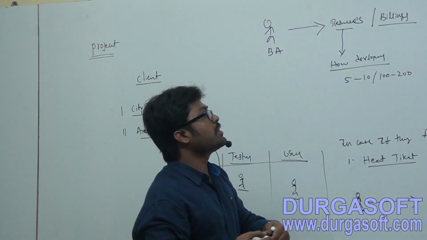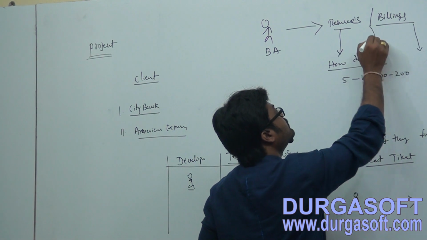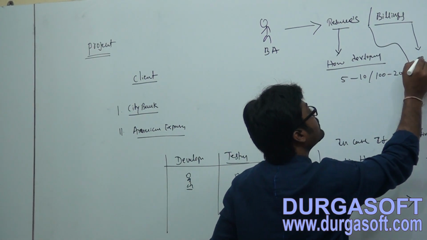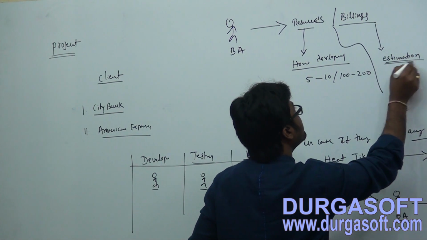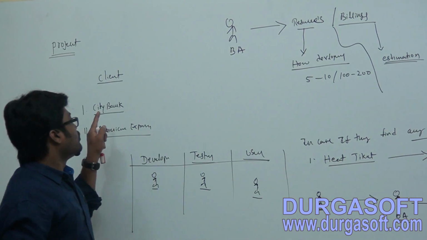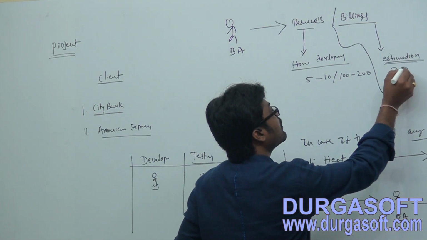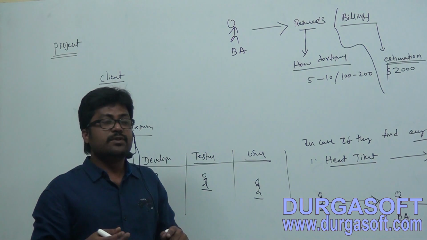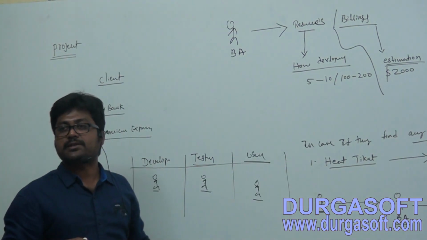After finding resources, he will generate billing also. I mean, he will find the estimation cost. To make these modifications, if the estimation is something like $200 or $2,000, if we estimate $2,000, within that estimation only the vendor company needs to develop this application.